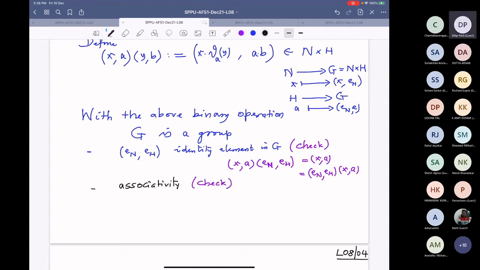Now, more importantly, we have to check the inverse. So what is the inverse of (x, a)? Any guess? At least the second component you can guess. For the second component, you need the identity here in H. So this will be a inverse, the second component.